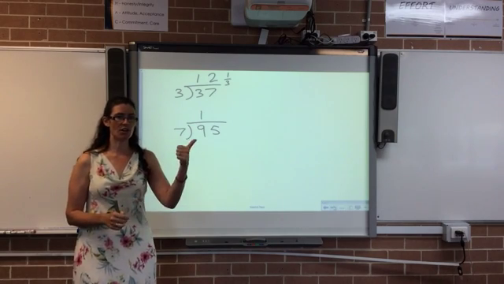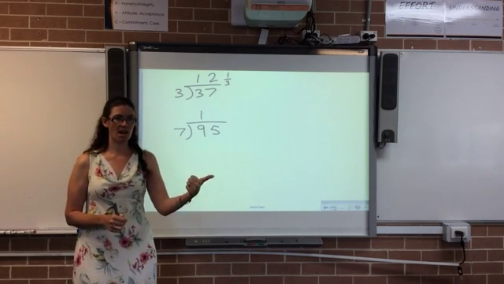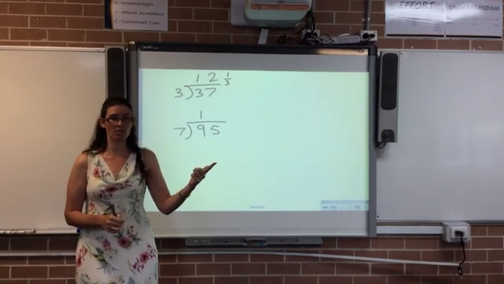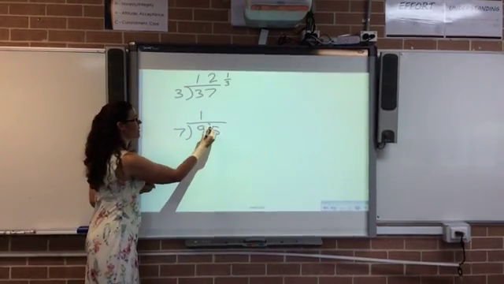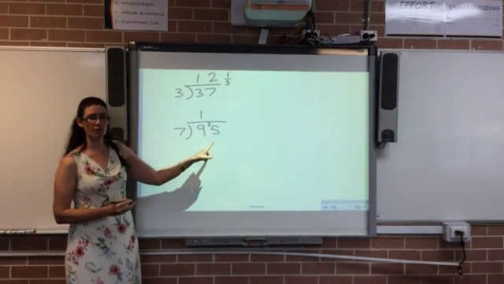So I've got 7, I've got 8 and 9. So I've got 2 extra. Those extra ones go on the next number. Okay? And now I've got 7 into 25.